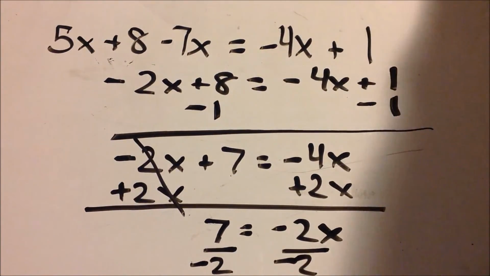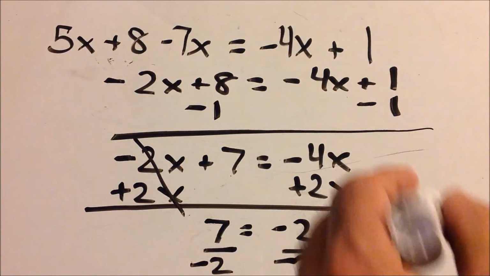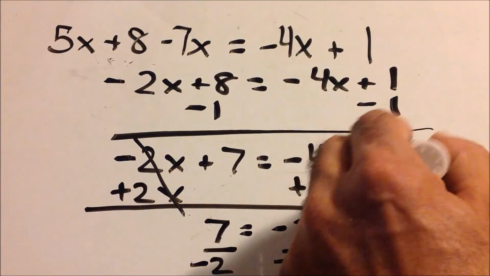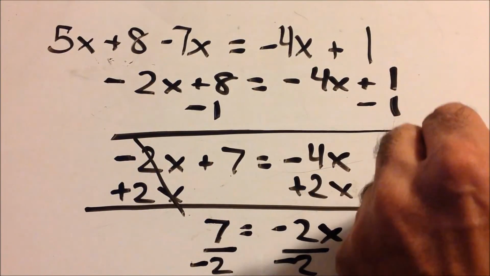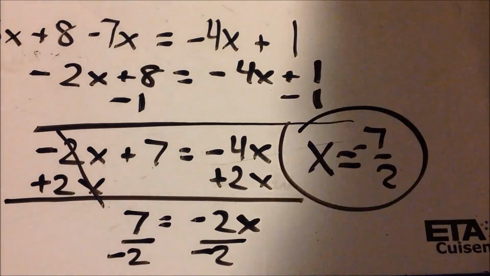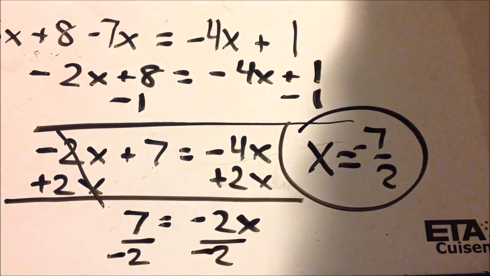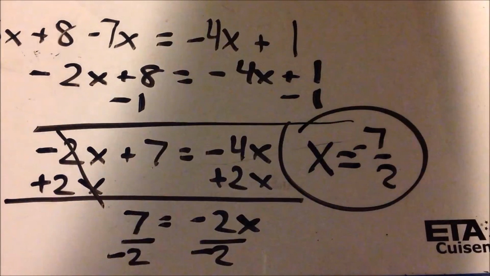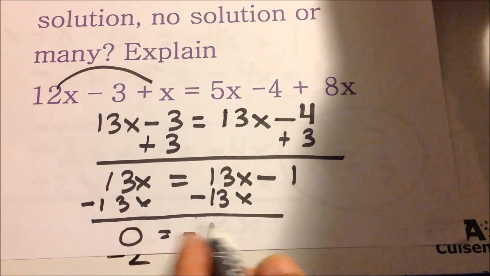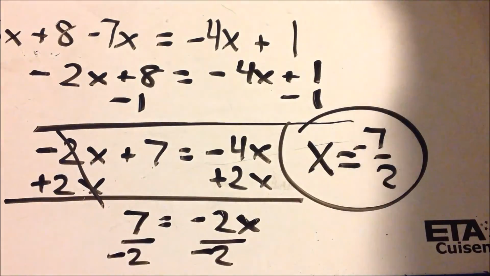Okay, so again, if it has one solution, that means that x is going to equal something, in this case negative 7 over 2. If there is no solution, it contradicts, like we talked about previously with this question. 0 equals negative 1. Shouldn't be. Or there could be many solutions when the same number equals the same number.